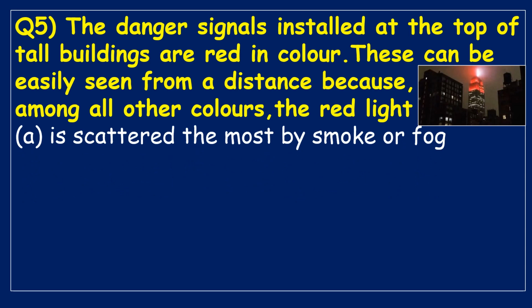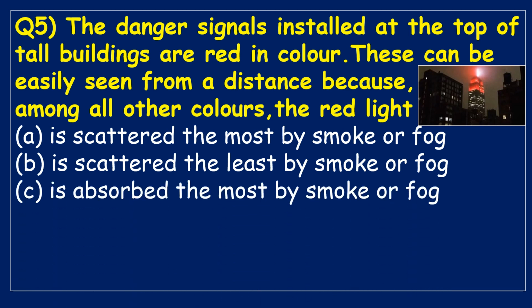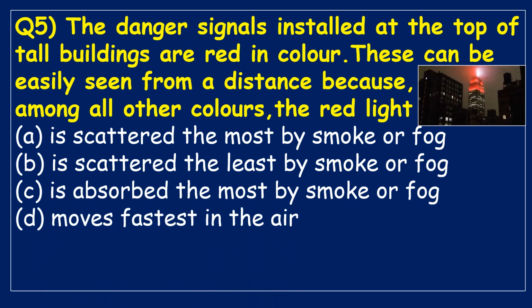Option A, red light is scattered the most by smoke or fog. Scattering means distribution of light in all directions. Option B, red light is scattered the least by smoke or fog. Option C, red light is absorbed the most by smoke or fog. Option D, red light moves fastest in the air. Now we'll see one by one.